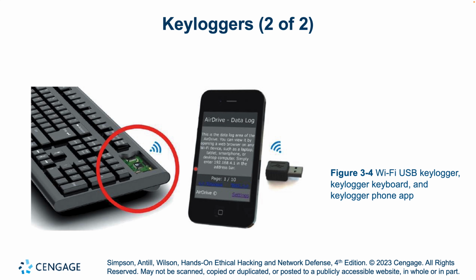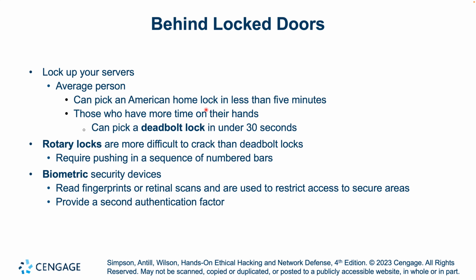Okay. Now, behind locked doors, lock up your servers. Average users, by the way, can pick an American home lock in less than 5 minutes. Those who have more time on their hands can pick a deadbolt lock in less than 30 seconds. Rotary locks are more difficult to crack than deadbolt locks. It requires pushing in a sequence of number bars.